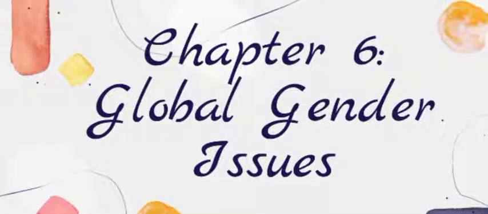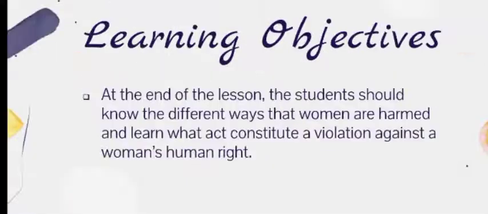Good day, everyone. We're going to talk about Chapter 6, Global Gender Issues, and it consists of three topics. First, we're going to talk about human rights. Learning objectives: at the end of the lesson, the students should know the different ways that women are harmed and learn what constitutes a violation against a woman's rights.